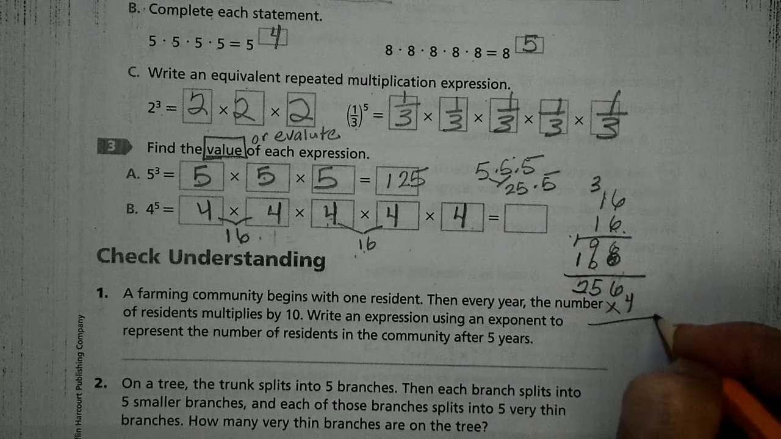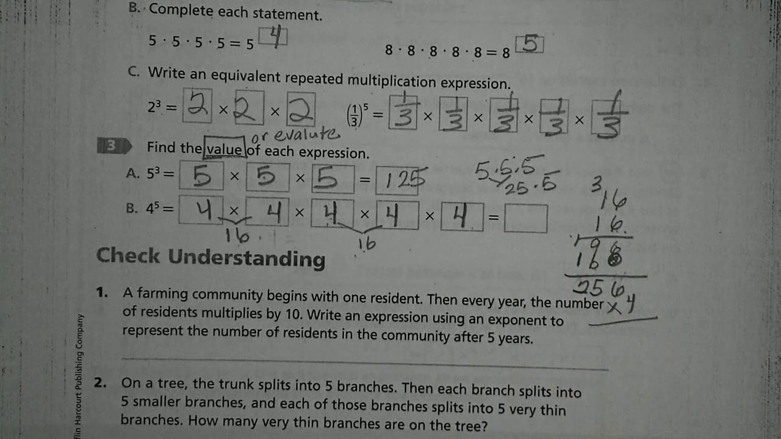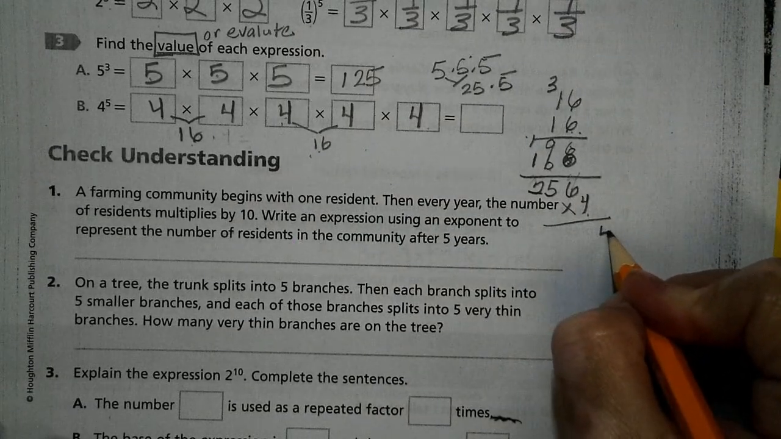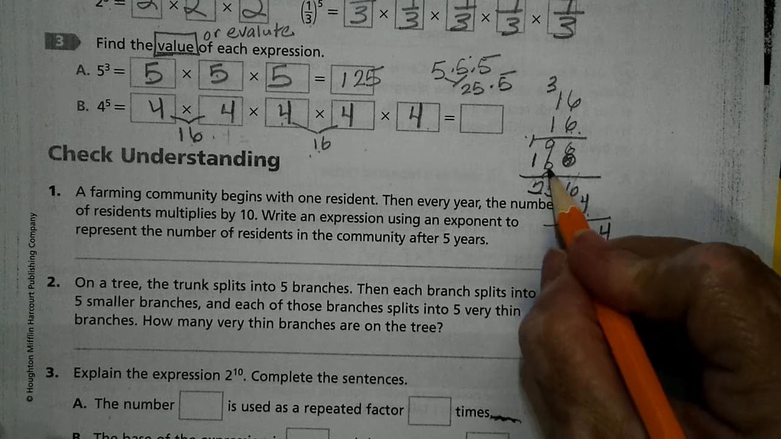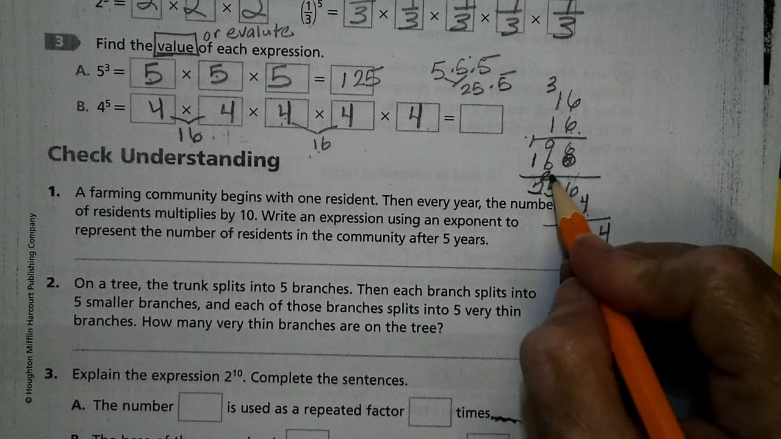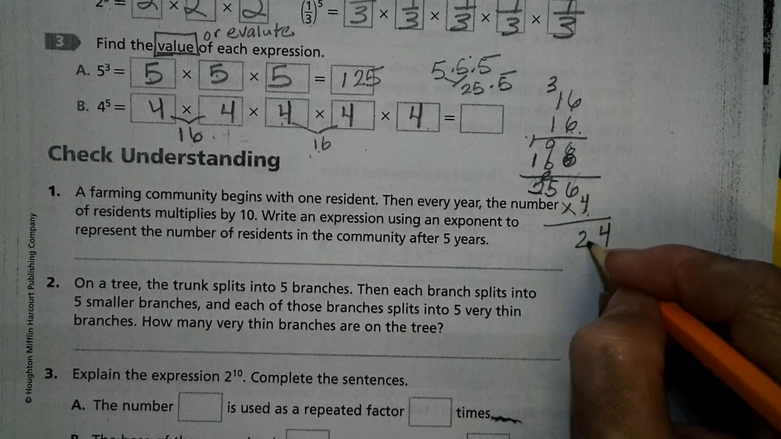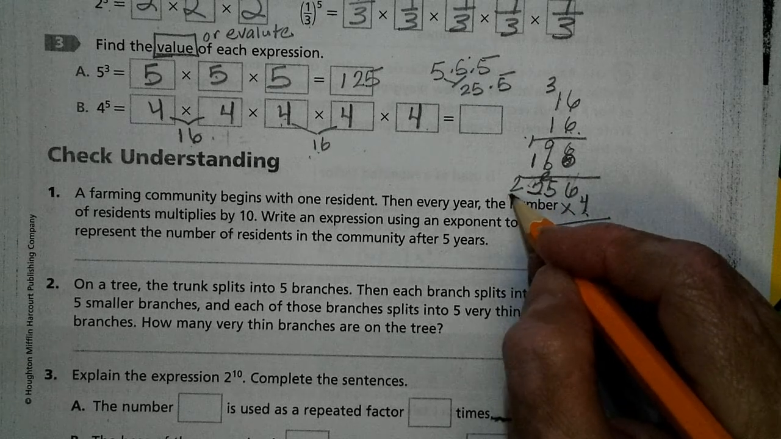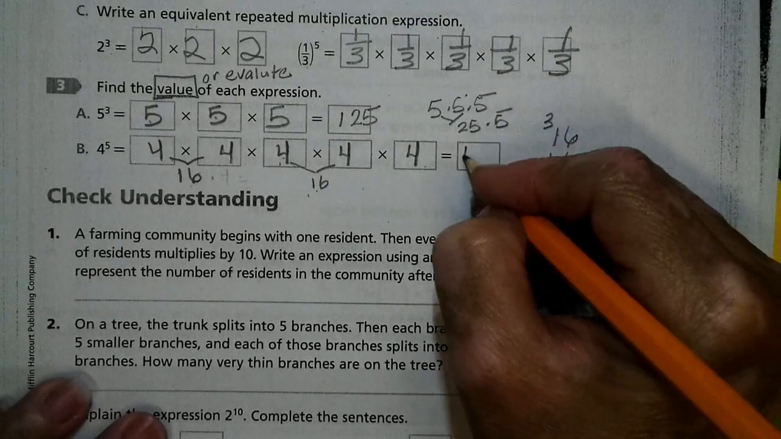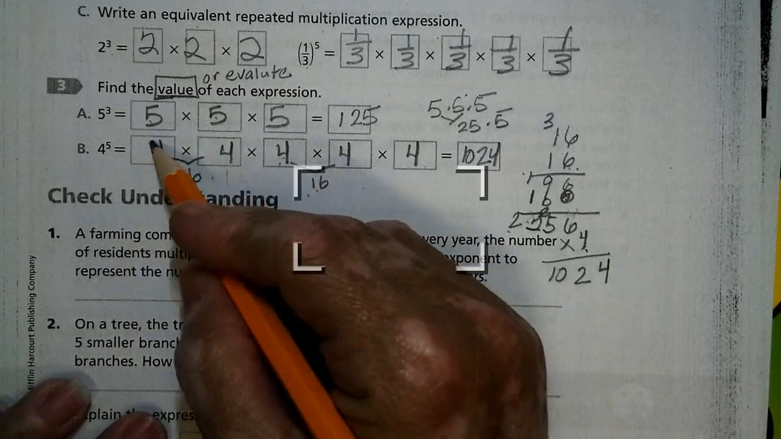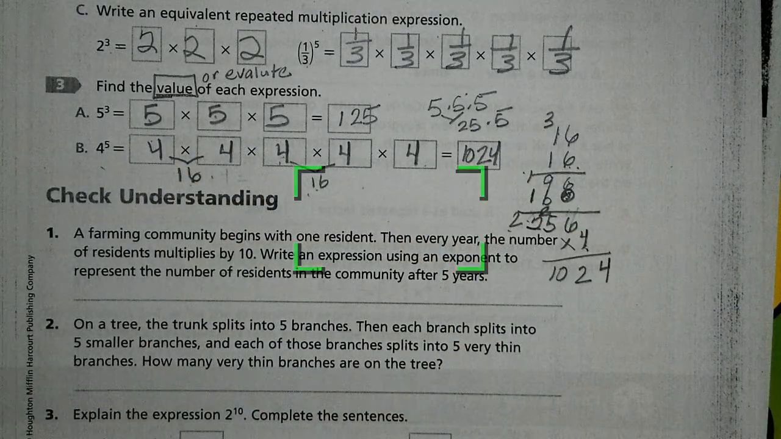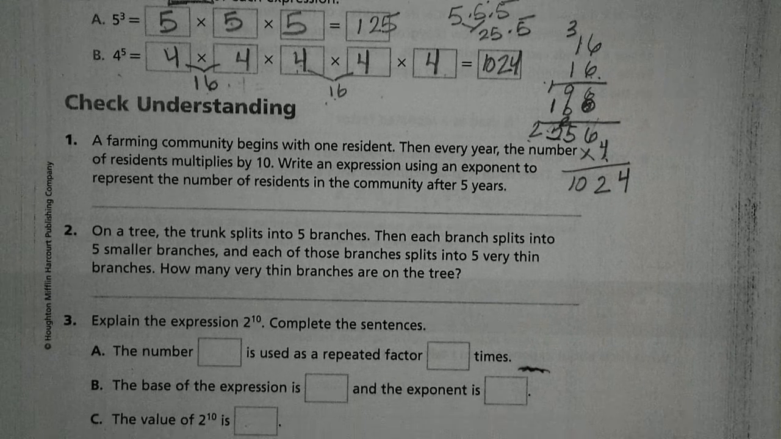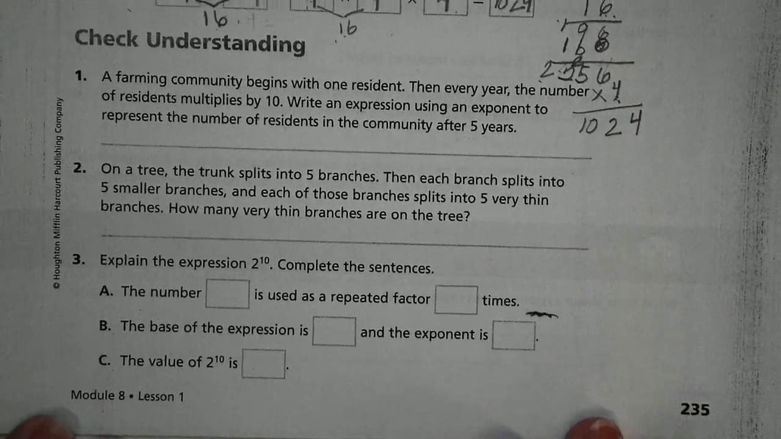We still got the other 4, right? So 256 times 4. So 6 times 4. 24. Yep. 5 times 4 is 20 plus 2, 22. Yep. 2 times 4 is 8, plus 2, 10. So 4 to the 5th power is 1024. All right, so let's look at the check for understanding.